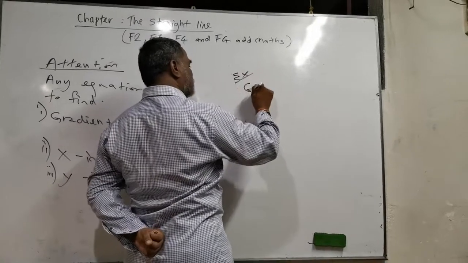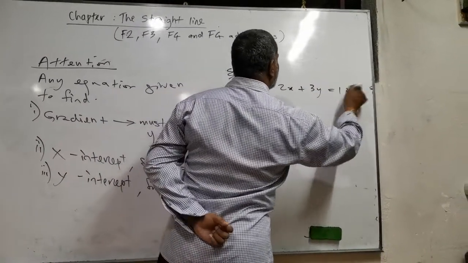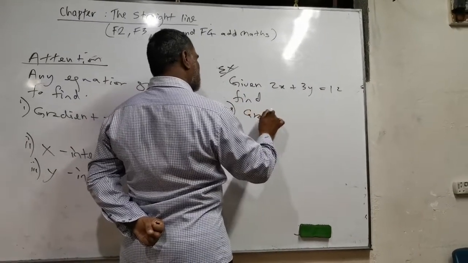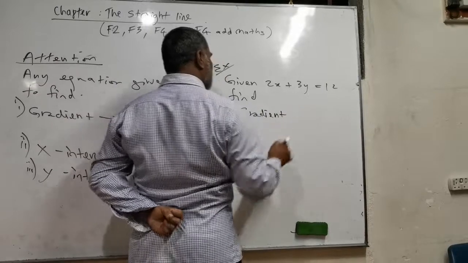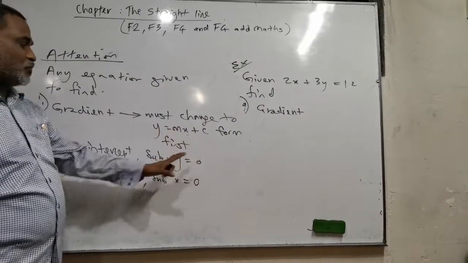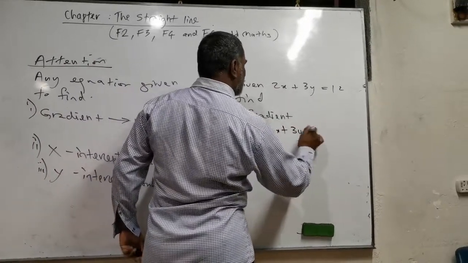They will give you in an exam, especially paper 1, 2x plus 3y equals 12, and ask you to find the gradient. Whenever they ask to find the gradient, you must change it to y equals mx plus c form first. That means you make y the subject of the formula.